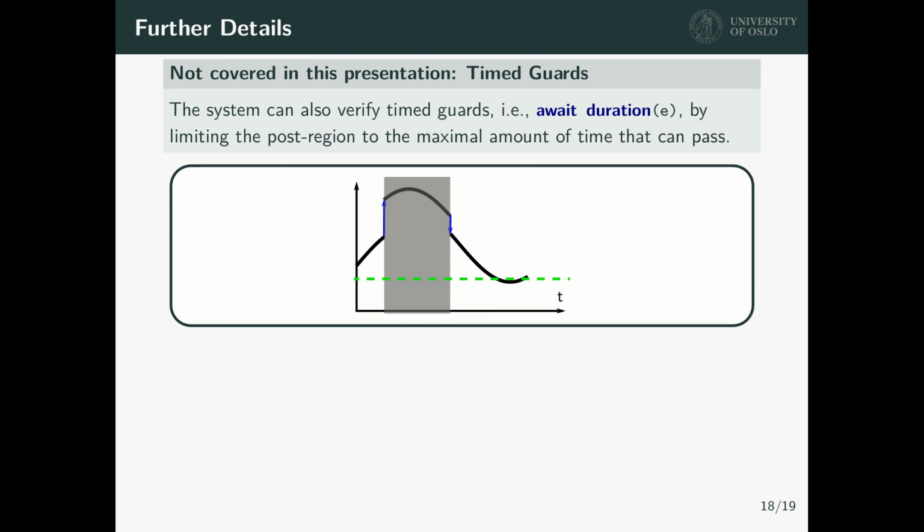I have not talked about timed guards, so there are duration expressions and statements in hybrid ABS, but from a post-region perspective, they're very simple, because they just limit the time axis of the post-region.